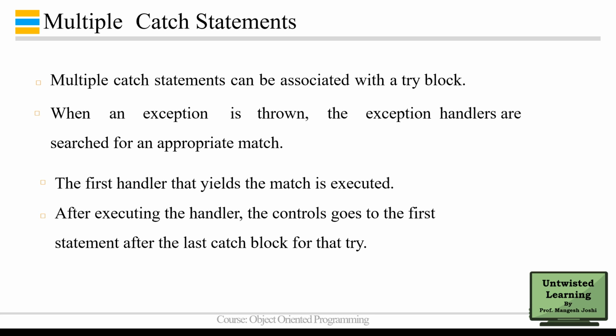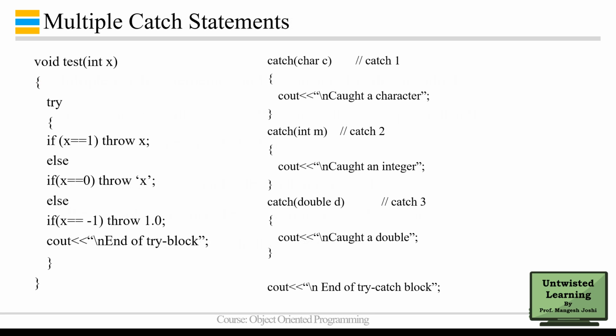Multiple catch statements. Multiple catch statements can be associated with a try block. When an exception is thrown, the exception handlers are searched for an appropriate match. The first handler that yields a match is executed. After executing the handler, the control goes to the first statement after the last catch block for that try.